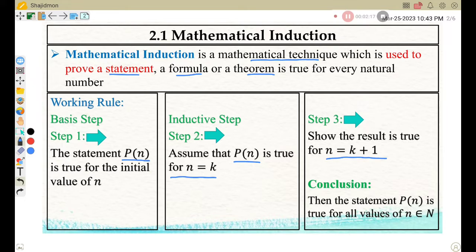If these three steps hold, the conclusion is that the statement P of n is true for all natural numbers, for all values of n belonging to N, where N means the set of all natural numbers. Okay, so this is the mathematical induction working rule. Let's see one example here.